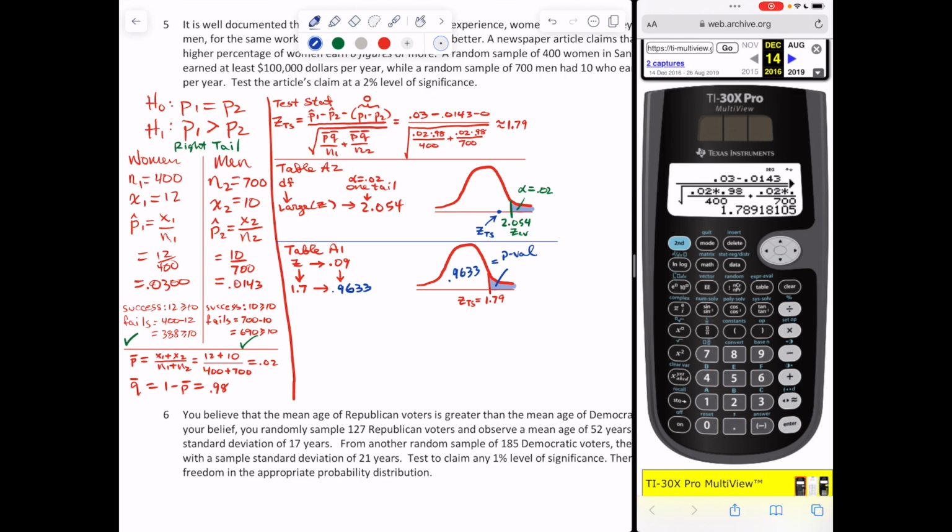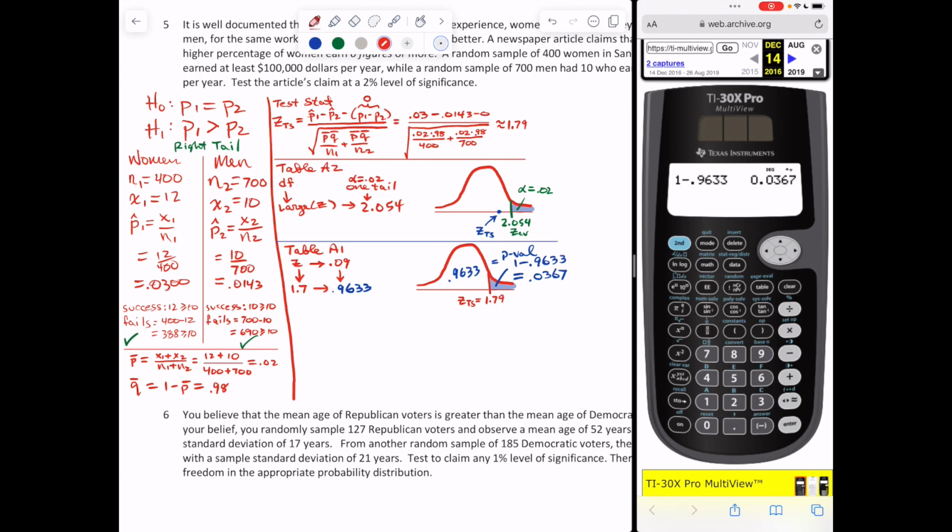That is not the p-value. We need the complement of that. So we're going to do 1 minus 0.9633 there, which is, I have no idea, 1 minus 0.9633 is 0.0367. Okay, so that looks good. And I think we're ready to wrap this thing up.